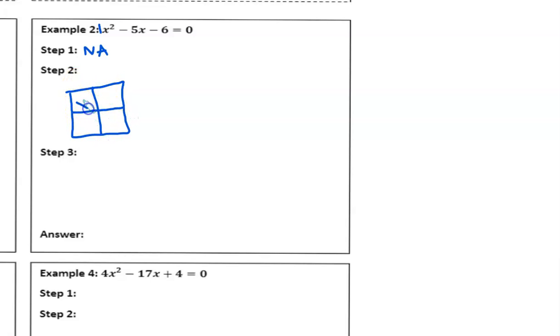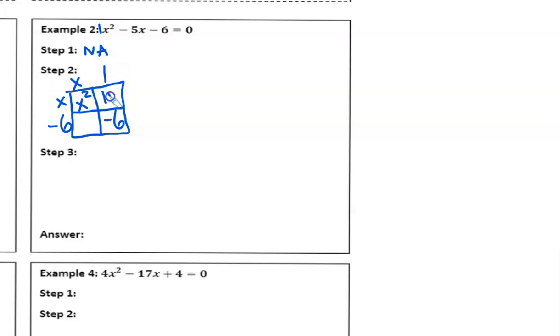All right, so I have an x squared and a negative 6. So this outside will be an x and an x. To get 6, I could do 1 and 6 or 2 and 3. I need them to add together to get a negative 5. I'm thinking do a negative 6 and a positive 1. So let's see if that works.